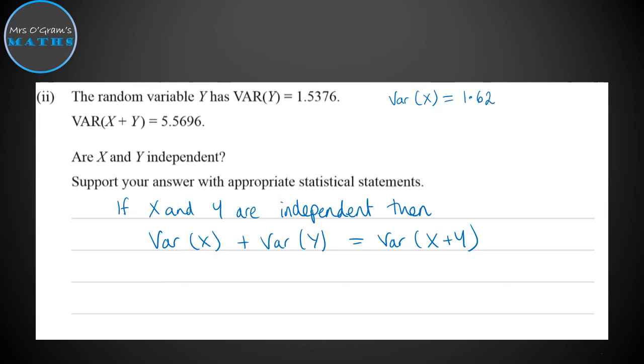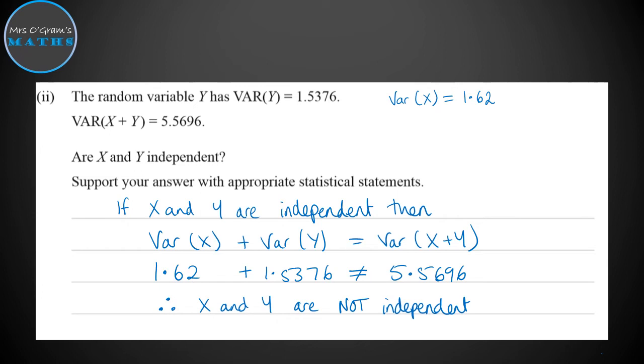So if we check that mathematically, you can quite clearly see that 1.62 plus 1.5376 does not equal the variance we were given of 5.5696. Therefore, x and y are not independent.